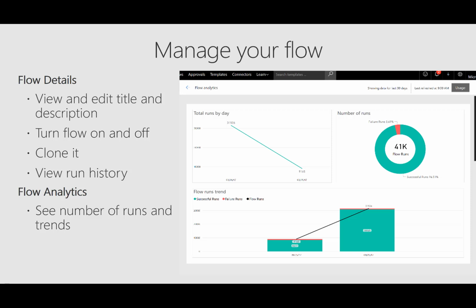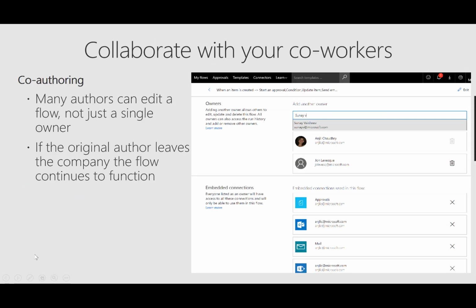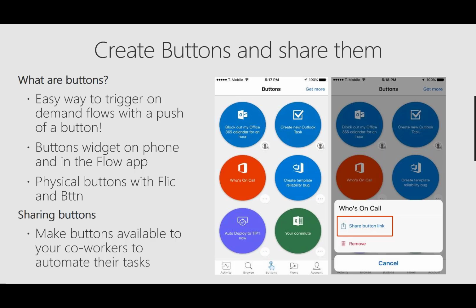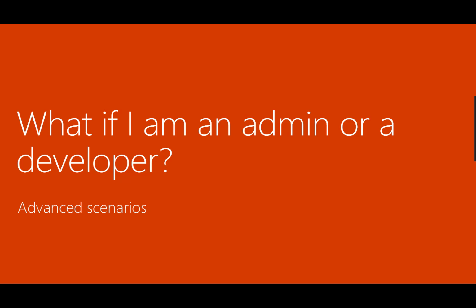We're going to give people more insight into what and how well their flows are performing. You can collaborate with your coworkers, so you have the ability to share flows, because there's always that concern, well, what if someone leaves the organization? You're covered by allowing co-authoring and co-ownership. Buttons are another opportunity where you can actually execute different tasks and workflows from your mobile device just by clicking on a button.